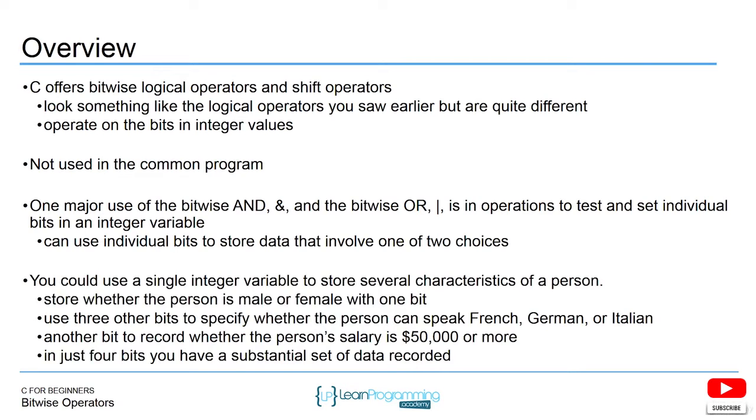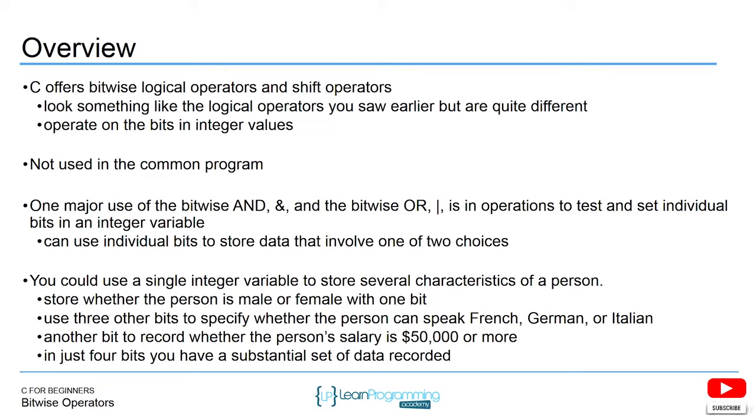Now, exactly what this means, here's an example. You could use a single integer variable. Again, an integer is a number. An integer represents 4 to 8 bytes, depending on what system you're running. That means if there are 4 bytes, there are 32 bits. There are 32 zero or 1 values. So you can use all those bits to represent something.